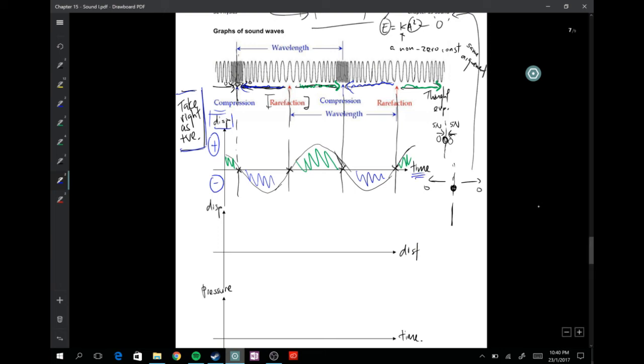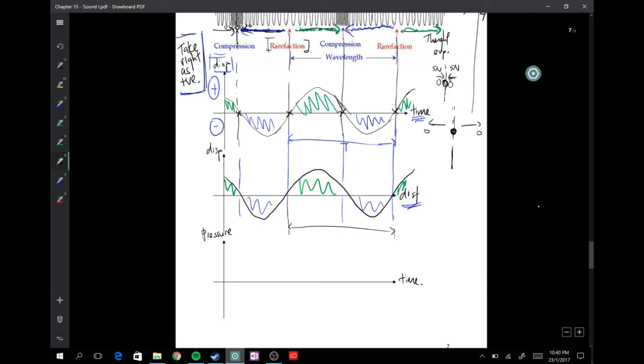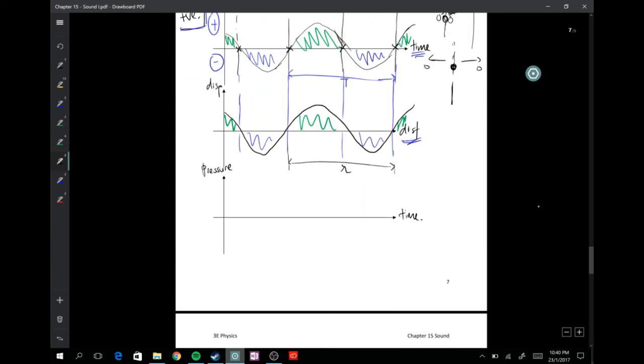And because this is a distance time graph, this is actually considered as one period, T. Now you can't tell the wavelength from a time axis. You can only tell wavelength from a distance axis. The graph is pretty much the same, so I'm going to draw it in black again. We're still taking right as positive. So this is the green region still, and this is the blue region, right? And same thing, this is the wavelength.